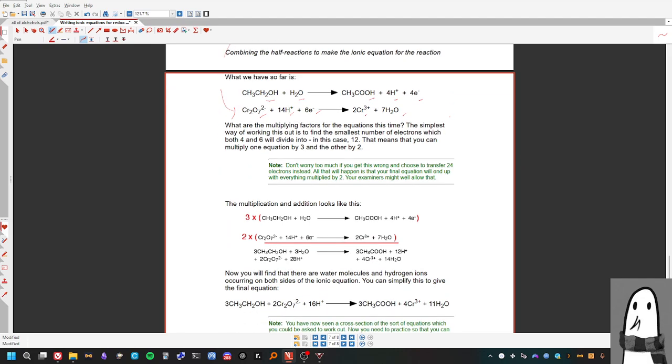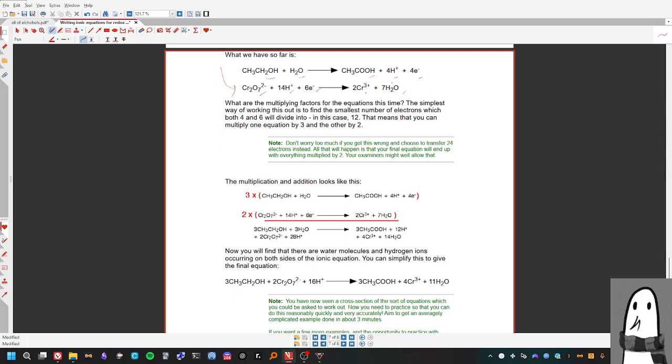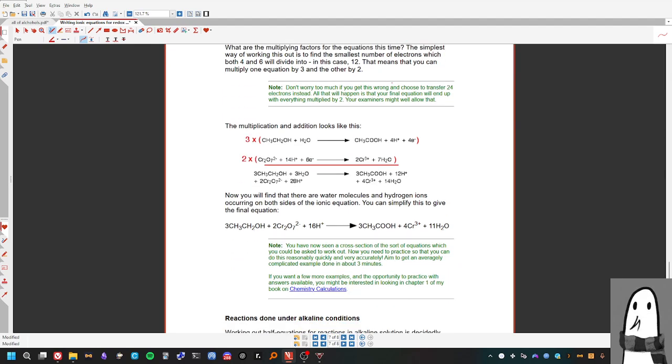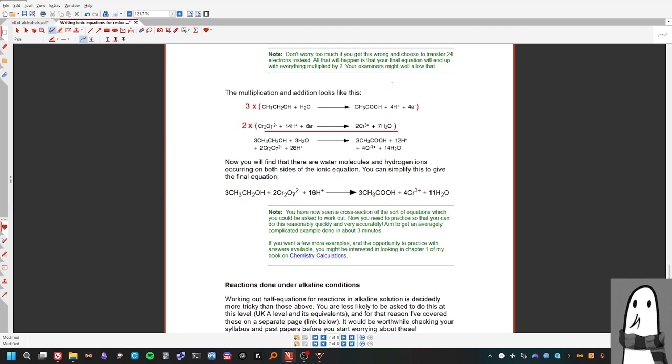And what are the multiplying factors of the equations? Well, as you can see, the simplest way is to find the smallest common number of electrons. So with 4 and 6, that's going to be multiplying by 3 and by 2. Top equation by 3, bottom equation by 2, to give both of them a total of 12 electrons. So then you have 3 ethanols, 3 waters, 3 ethanoic acids, and 12 H pluses, 2 Cr2O7 2 minus, 28 H pluses, 4 Cr3 pluses, and 14 H2Os.